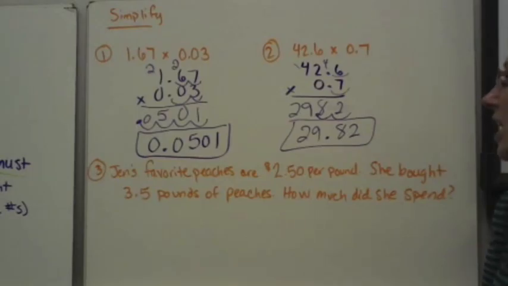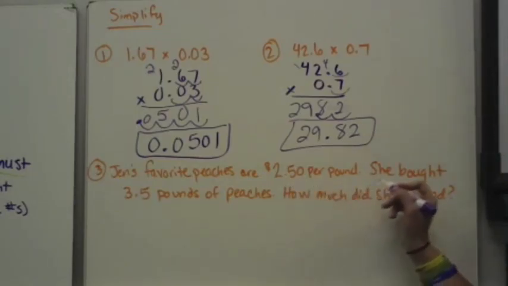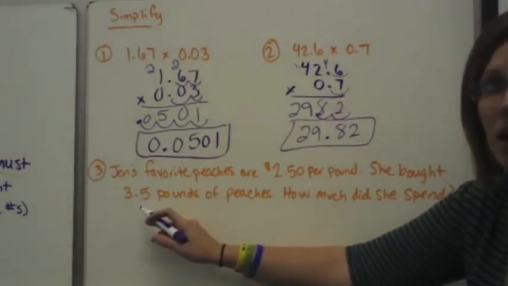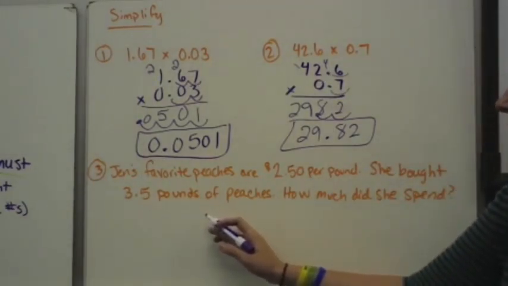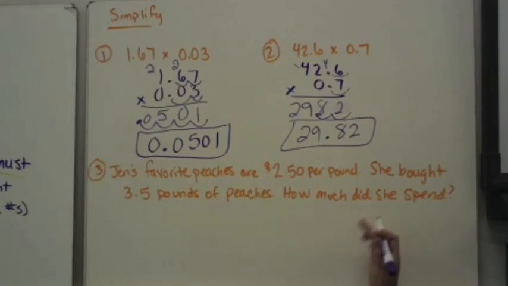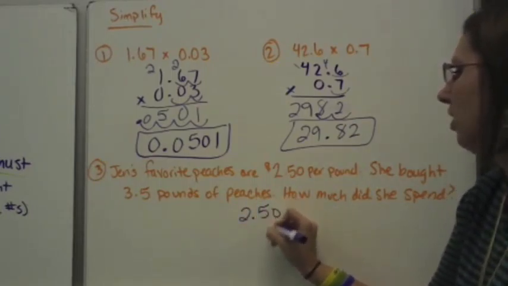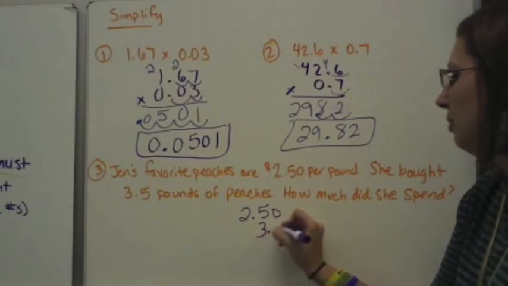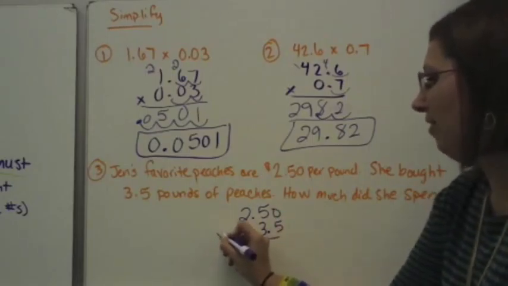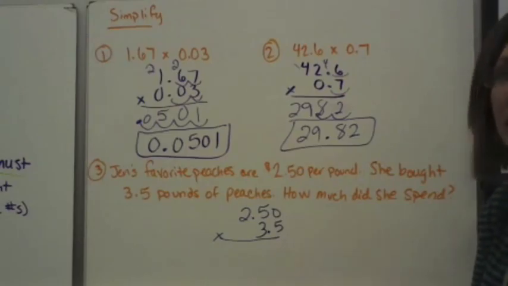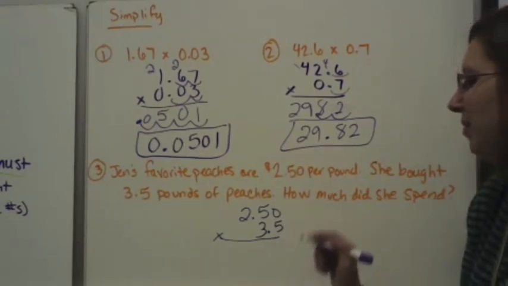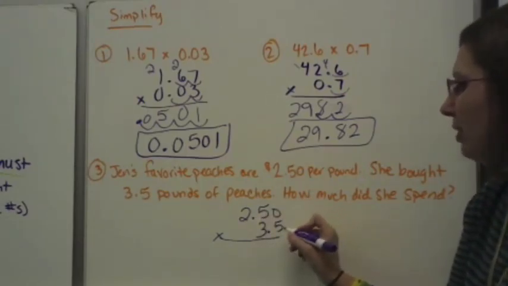Problem 3. Jen's favorite peaches are $2.50 per pound. She bought 3 5/10 pounds of peaches. How much did she spend? So we're going to start off with our $2.50, multiply it by our 3 1/2 pounds, because 5/10 is the same as 1/2. And we're going to go ahead and go with the multiplying process.